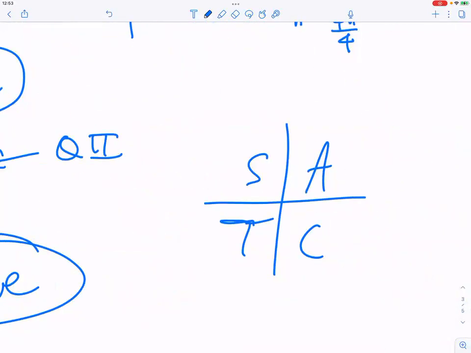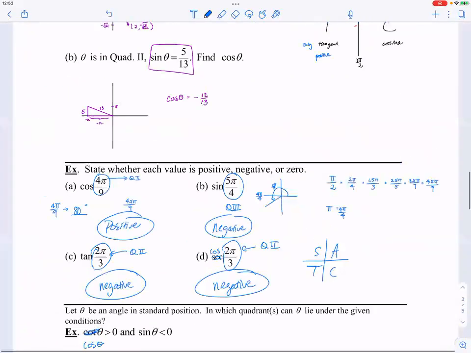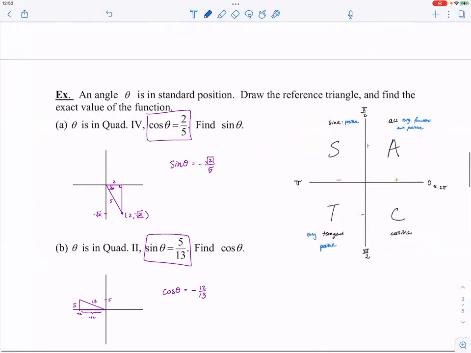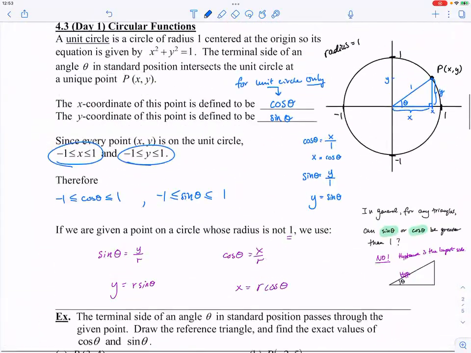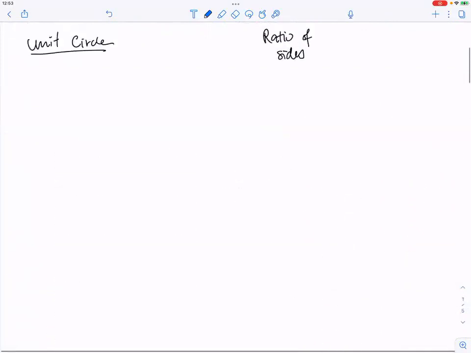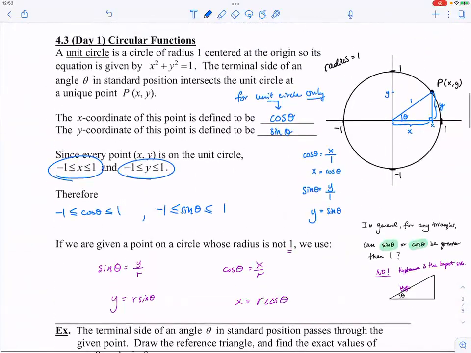ASTC. Oh, by the way, there's a mnemonic device that some math teachers came up with to help you memorize this better. All students take calculus, which I strongly recommend all students to take. I think calculus should be a required course for every single human being on earth. Yes.